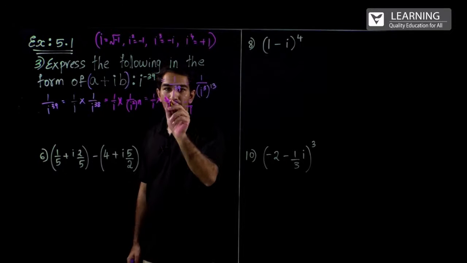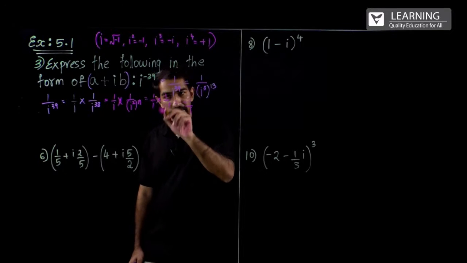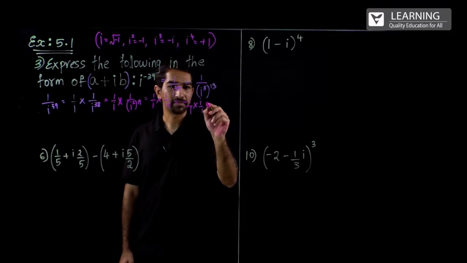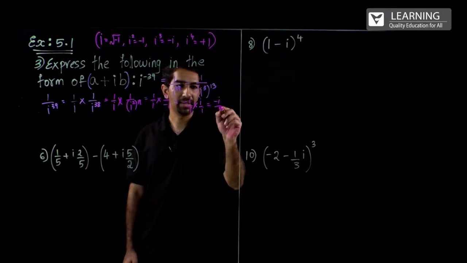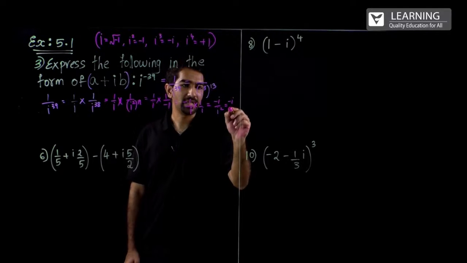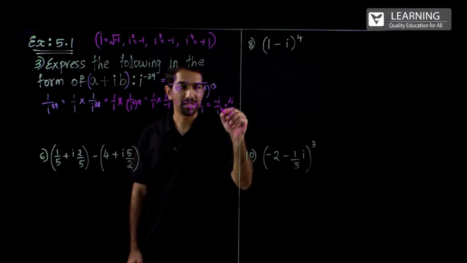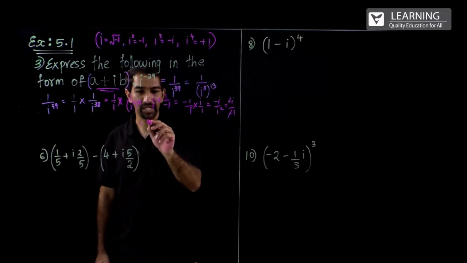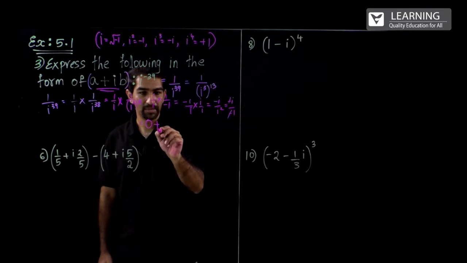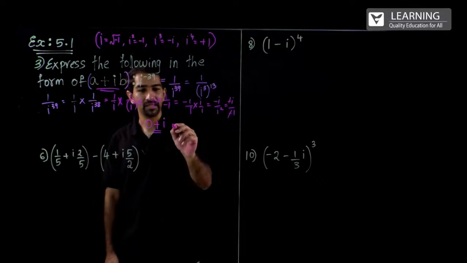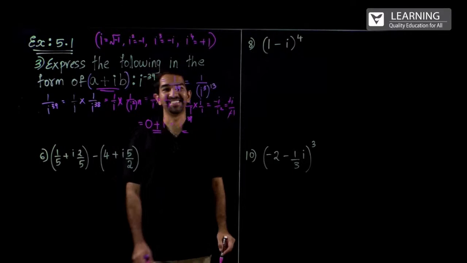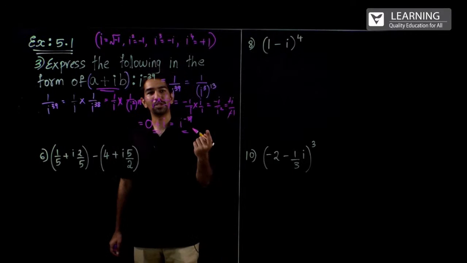1 into 1 is 1, i into minus 1 is again minus i, so that minus will go up. Then we get minus i by i square, which is equal to minus i by minus 1, minus minus cancel. We should express it in the form a plus ib, so we can write 0 plus i. So this is nothing but i to the power of minus 39. This is the solution for the very first problem.